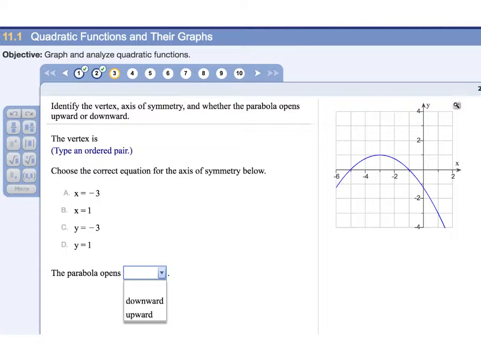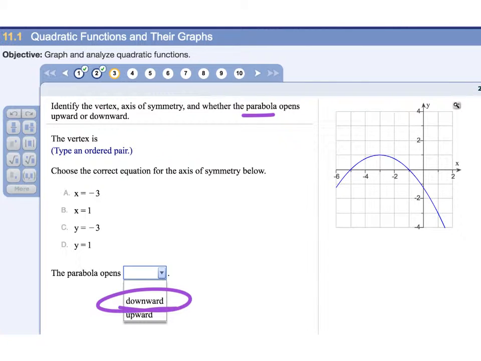When we are dealing with quadratics, the curvy shape that we're dealing with is called a parabola. That parabola is either going to be a smiley face or a frowny face. It's either going to open upward, in which case it's a smiley face, or it's going to open downward, in which case it's a frowny face. We can see that this one is definitely opening downward, so I'm going to circle that right now.